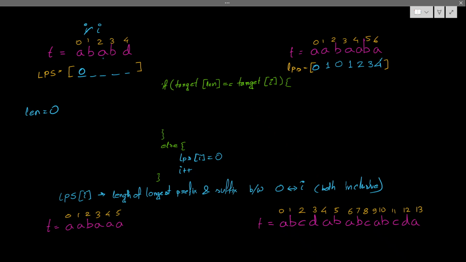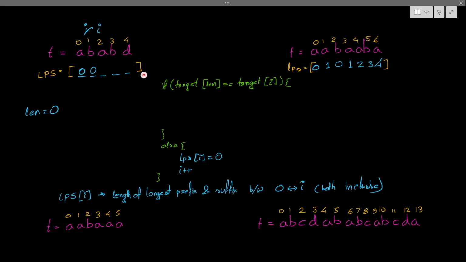Right now it puts 0, and I is there. I is what? A. See, currently length is 0, so target of length is this A, and target of I is this A. Again, why we are checking target of length, you will understand in the next case. For now, just check one. Both are the same. Okay, so if both are the same, then these are.